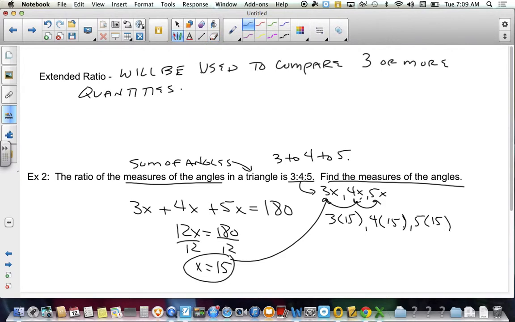So my 3 angle measures are going to be 45, 60, and 75. Those are my 3 angles of my triangle. Okay? So that's extensions, extended ratios.